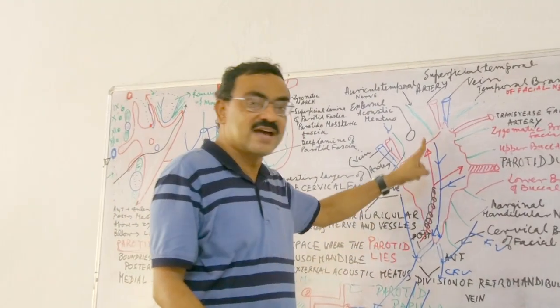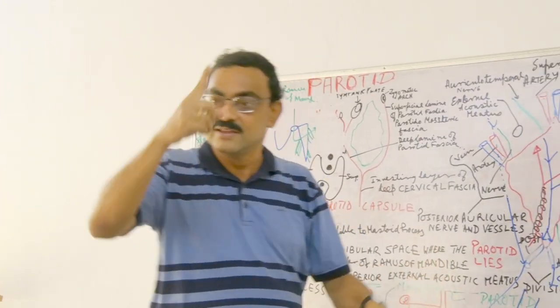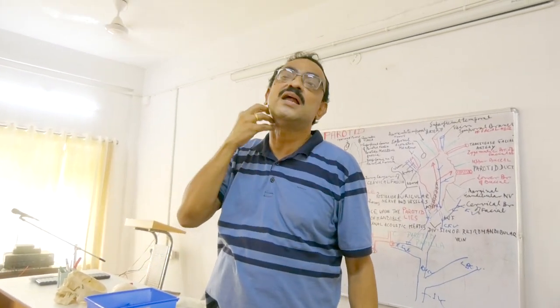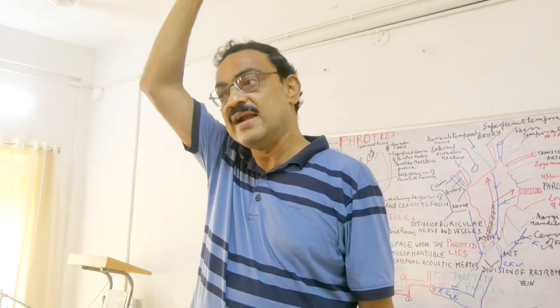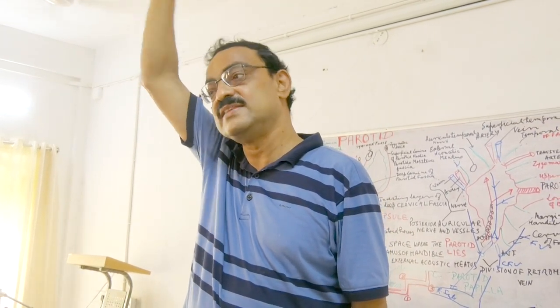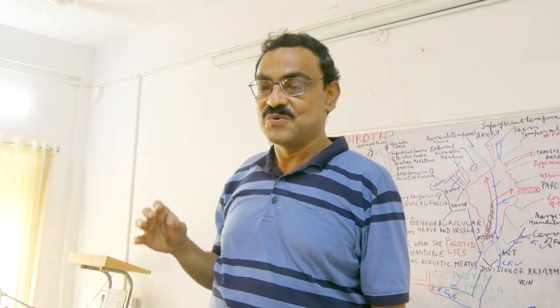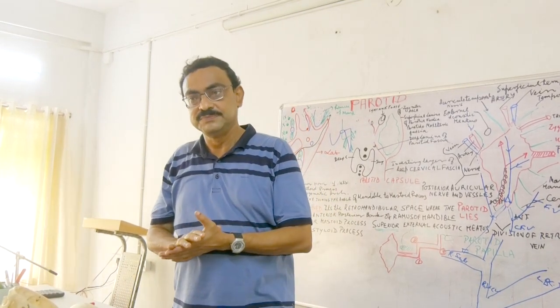You see, this is the external carotid artery and there is the internal carotid artery through which all the nerves from the cervical ganglia come and go, and ultimately from the internal carotid artery our brain gets its supply. So that is the nerve supply.